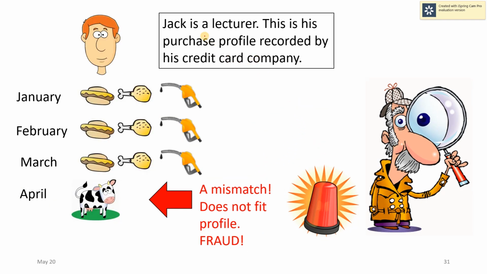Then this is another example. Jack is a lecturer. So this is his purchase profile recorded by his credit card company. So dia selalu beli hotdog, ayam dengan isi minyak kan. Tiba-tiba on April dia beli seekor lembu. So this is a mismatch, right? So it does not fit the profile. So possibly a fraud has taken his credit card.